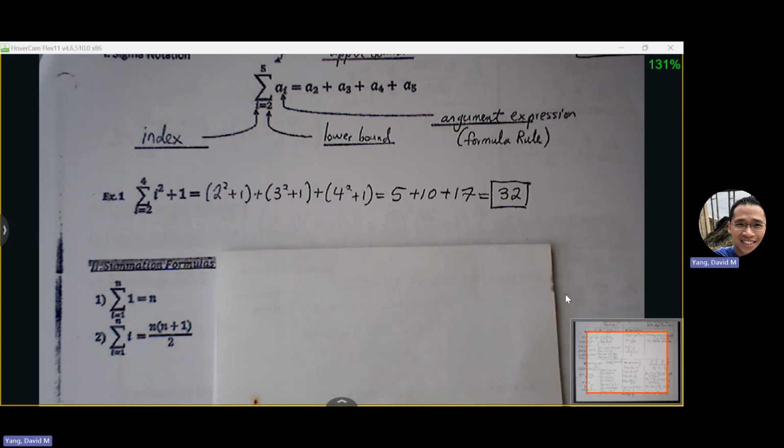So if I plug 2 into my expression, I'll get 2 squared plus 1. And then my next value is 3, because I'm always going to increment from my lower bound to my next integer value. 3 gets inserted into our rule of sequence, our formula rule. Then 4, and we stop at 4.